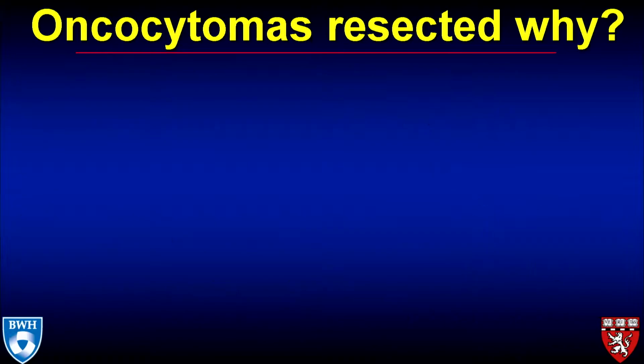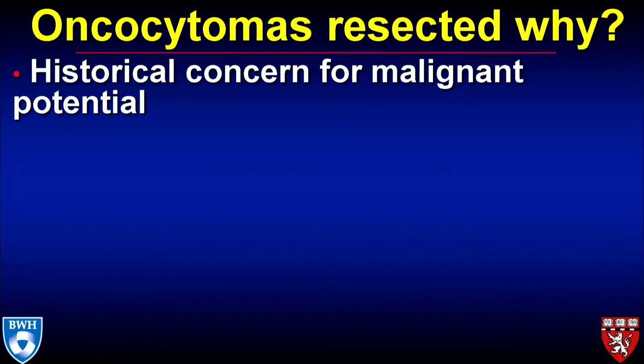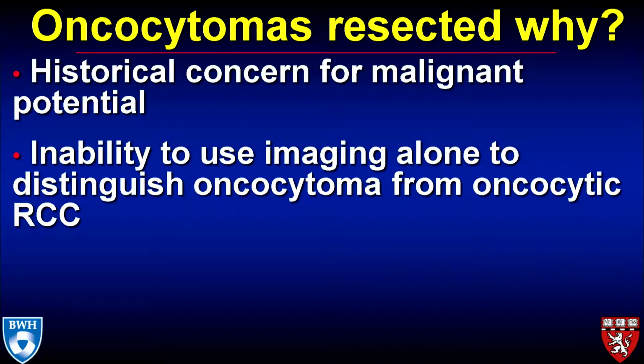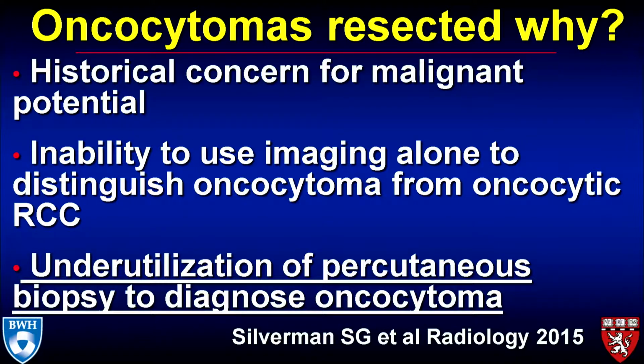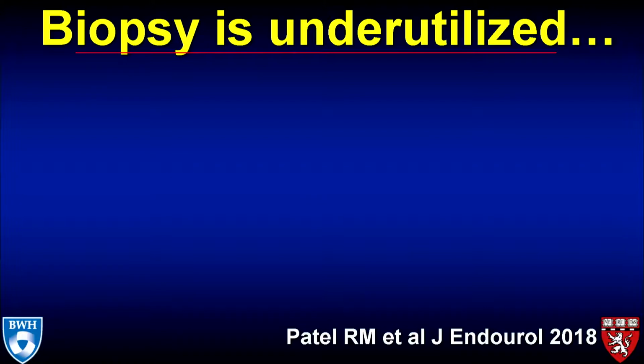What about oncocytomas? Historically, years ago, it was thought they could be malignant lesions. We now know they're benign, but we're having trouble distinguishing oncocytoma from an oncocytic renal cell carcinoma. Again, I don't have time to go through the details, but at the Brigham, we're just going to biopsy these things, because you can make a diagnosis of an oncocytoma with reasonable certainty with an 18-gauge needle biopsy. Now, unfortunately, biopsy is very helpful but underutilized.